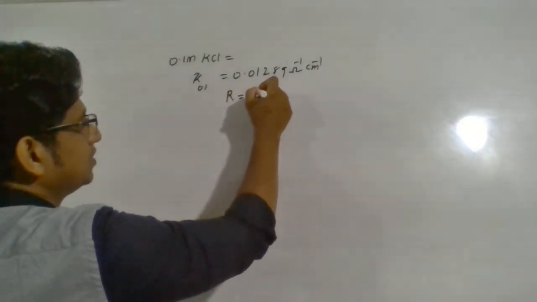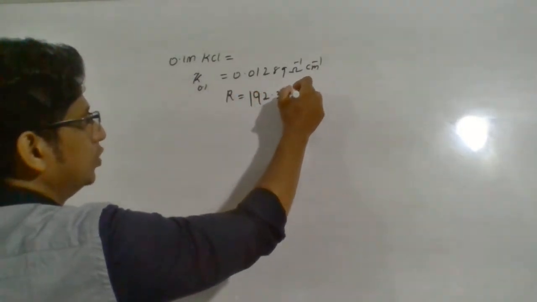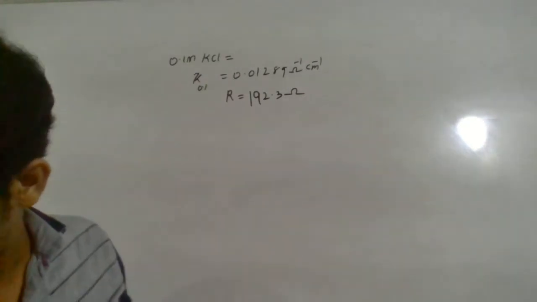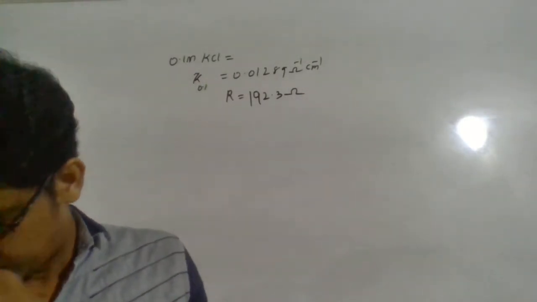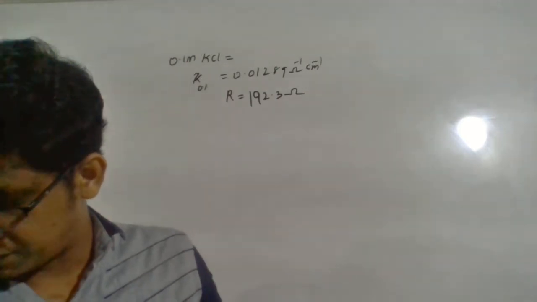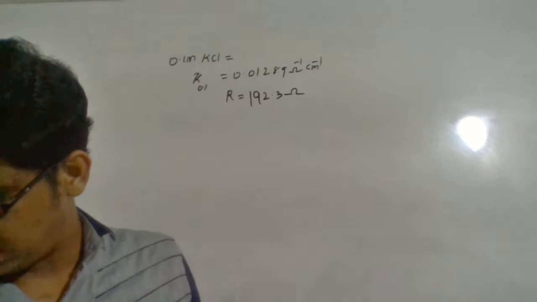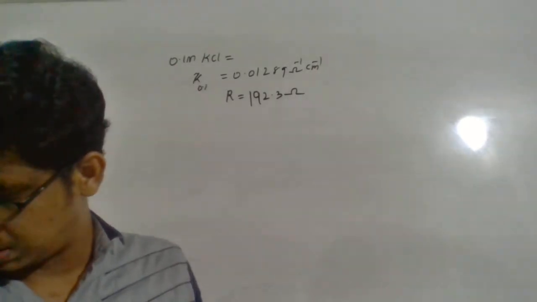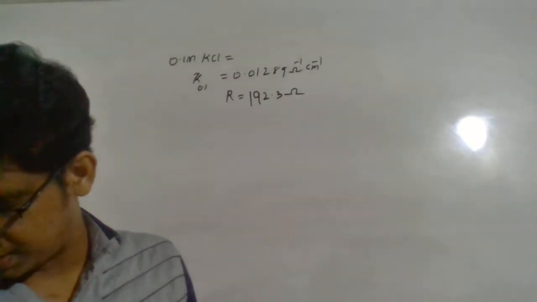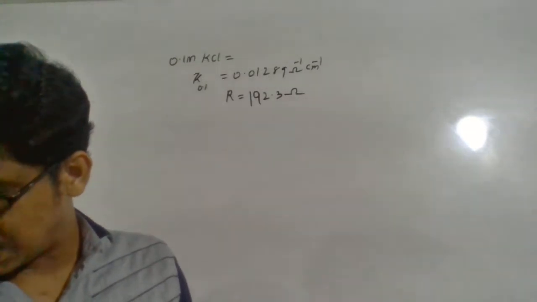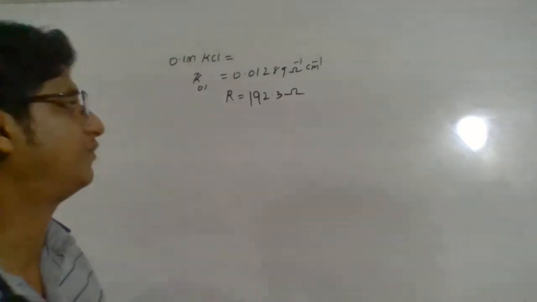Resistance R is equal to 192.3 ohm. That is the resistance they also gave, taken in a conductivity cell. A 0.01 molar solution of another electrolyte X, when taken in the same conductivity cell, offers a resistance of 250 ohm at 25 degrees Celsius. Temperature remains the same. Calculate the molar conductivity of the 0.01 molar solution of X.